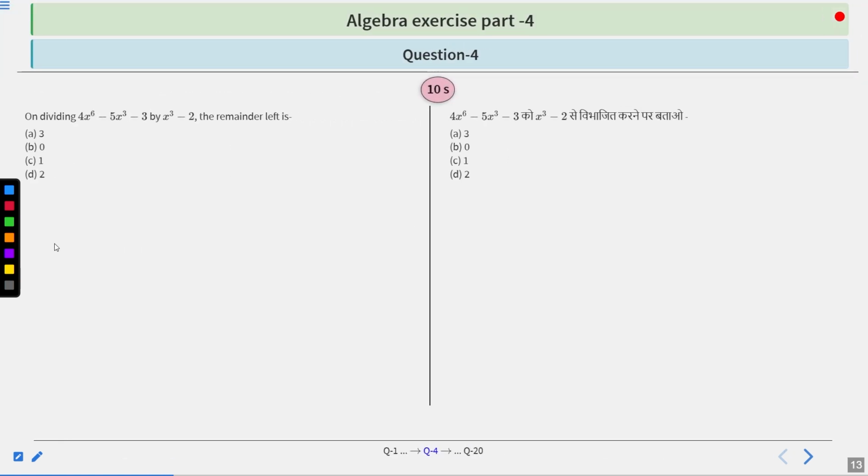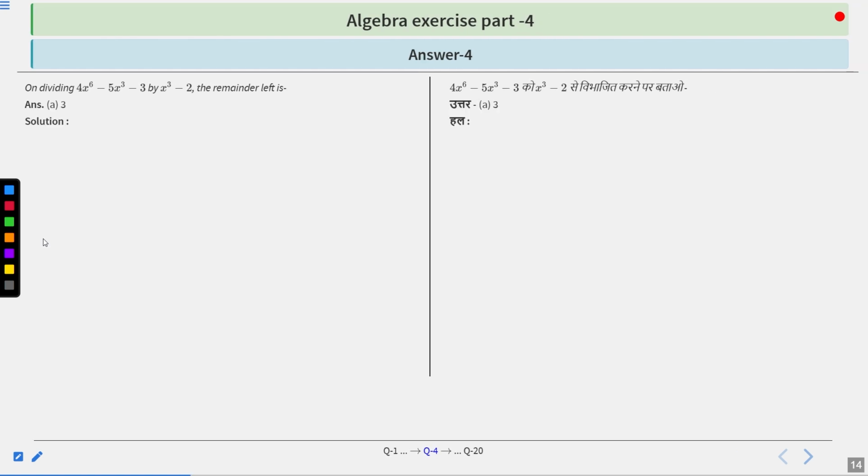Next is, on dividing 4x to the power 6 minus 5x cube minus 3 by x cube minus 2, the remainder left is. And options are option A 3, option B 0, option C 1, and option D. These are the remainders. So dividing 4x raised to power 6 minus 5x cube minus 3 by x cube minus 2.